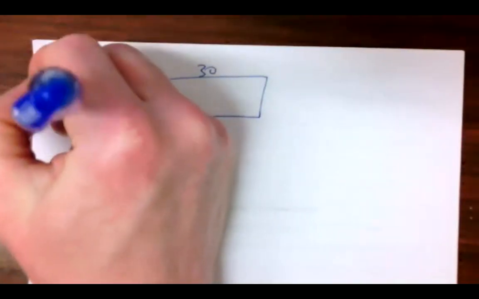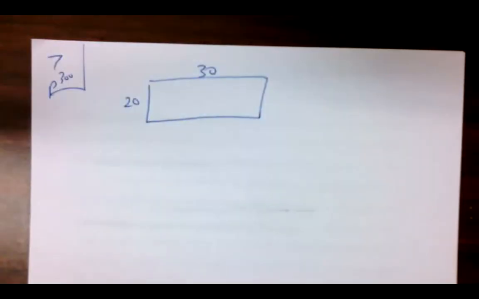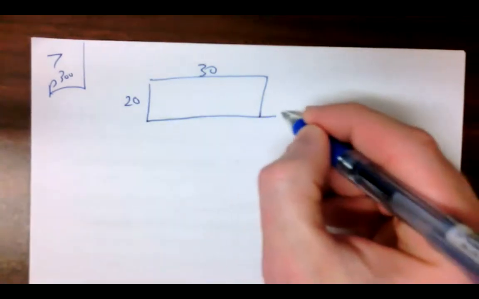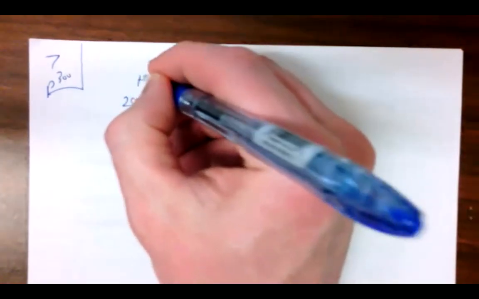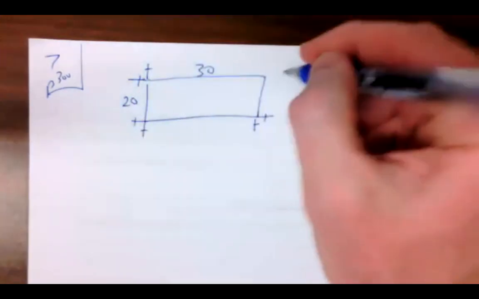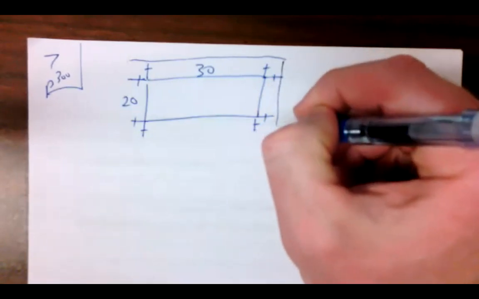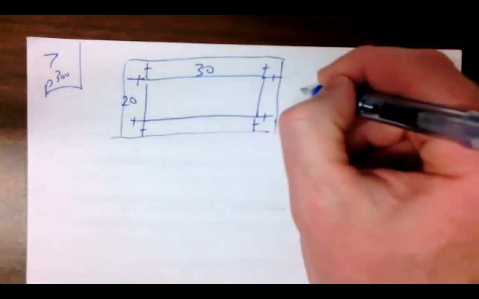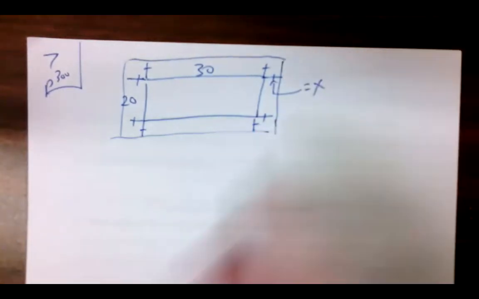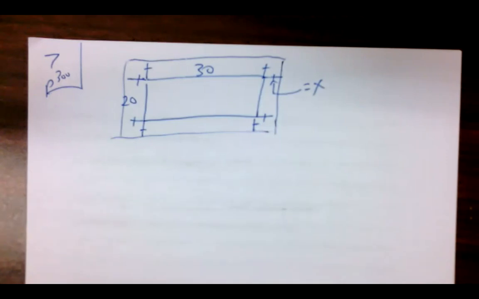So this is number 7 on page 300. And it is enlarged with a border that is uniform in width on all sides. So it's going to be increased by the same amount. These aren't plus signs, these are extensions, and that tick mark is just showing that they're all the same measure. And so we can say that this is x. With a border, how wide should the border be in order to at least double the area?